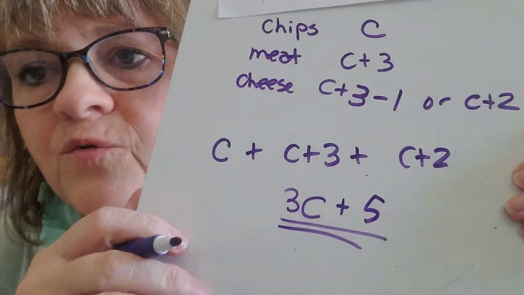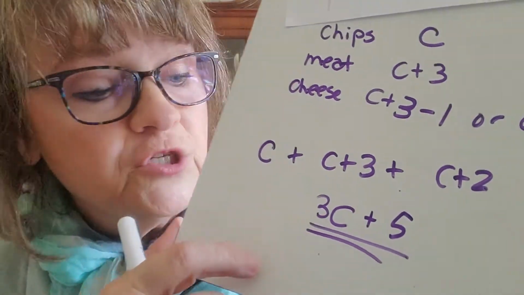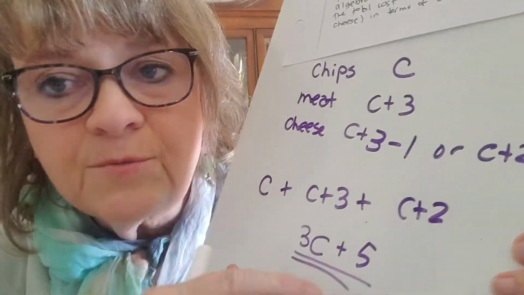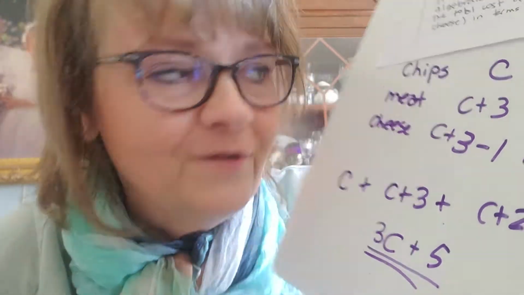If I told you that the chips were $2, you could figure out the cost of the nachos because the chips would be 2. 3 2s make 6. 6 plus 5 makes $11. Got it? Good. Let's do another one. Let's do number 4.